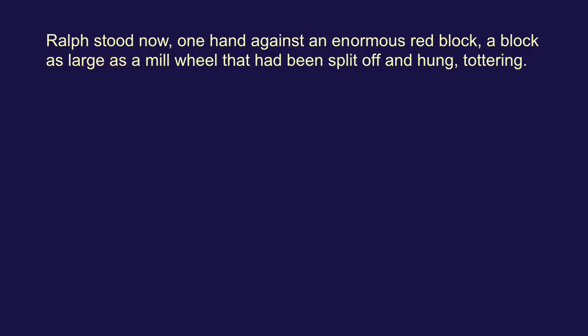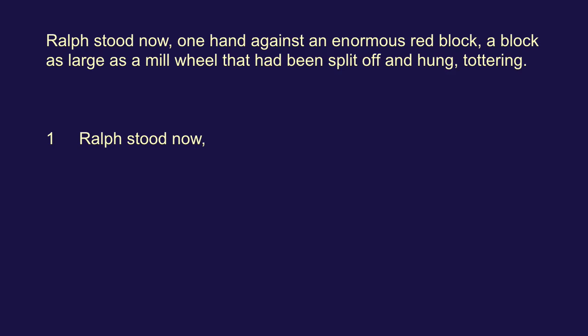Ralph stood now, one hand against an enormous red block, a block as large as a mill wheel that had been split off and hung, tottering. First, it's easy to spot the main clause, the level one. Ralph stood now. And of course, we have just three words. We have a subject, a verb, and an adverb.